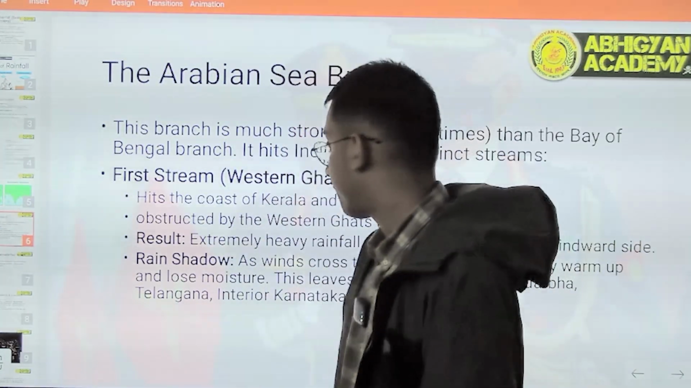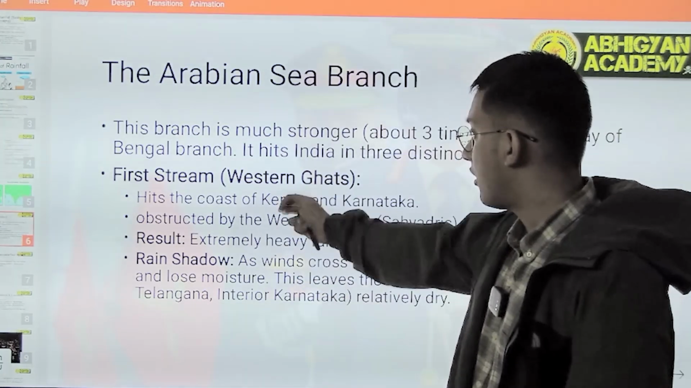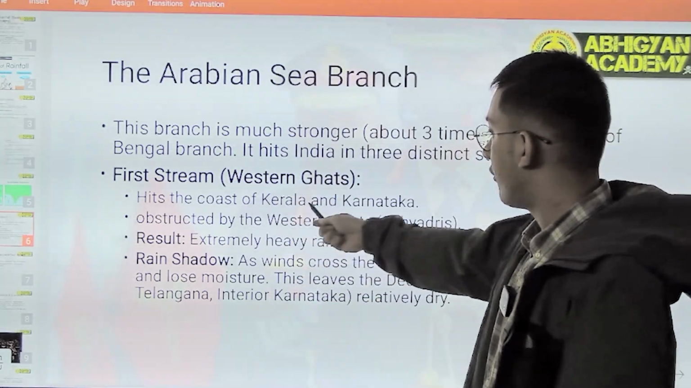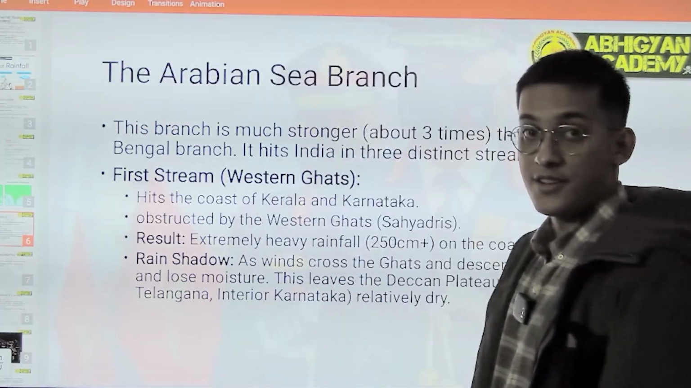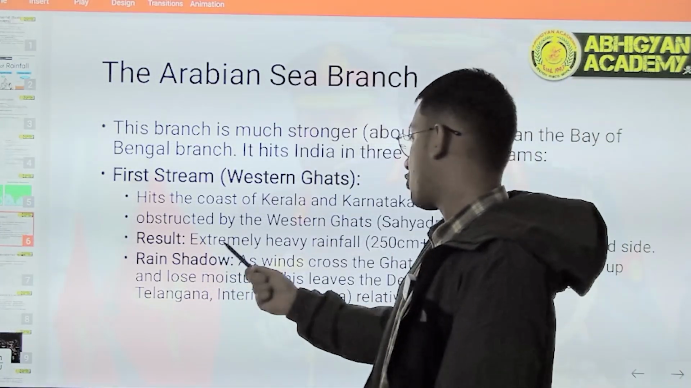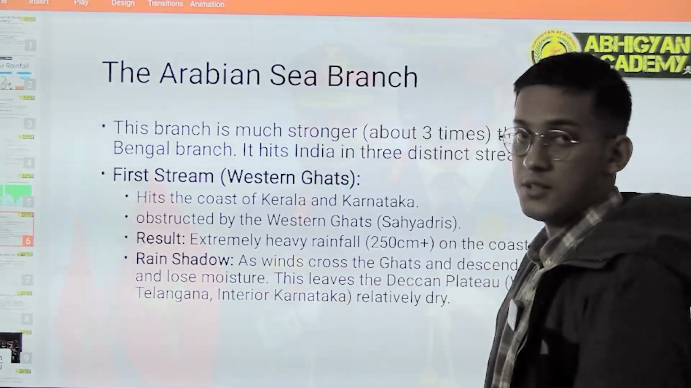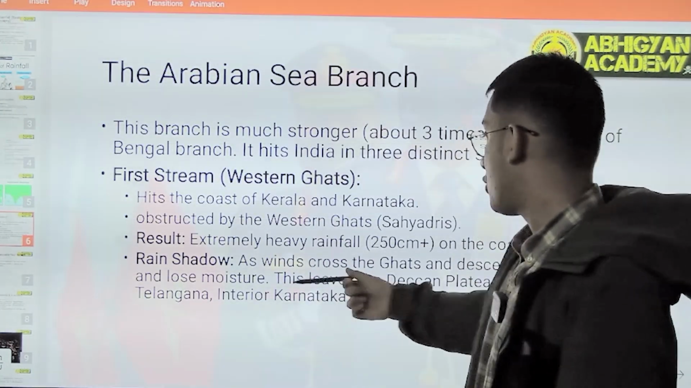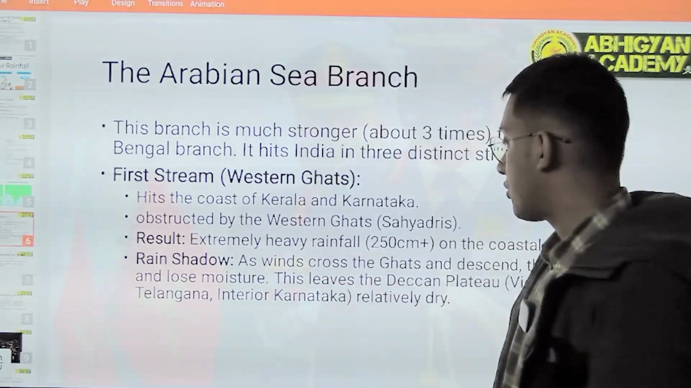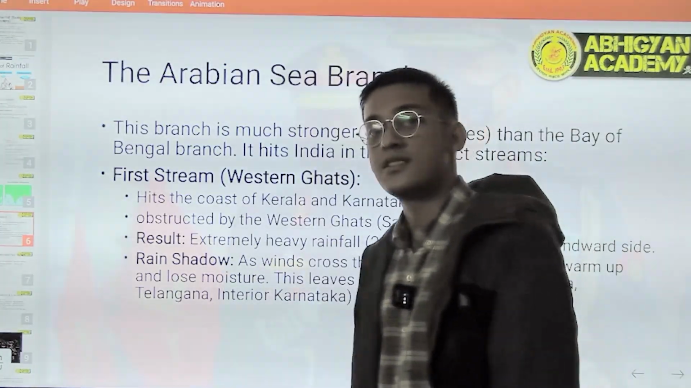So we have the first stream here, the Western Ghats. It hits the coast of Kerala and Karnataka, obstructed by the Western Ghats, also known as Sahyadris, right? It's extremely heavy rainfall, 250 centimeters plus. And the rain shadow area will be just the Deccan Plateau, or the place behind the Western Ghats.